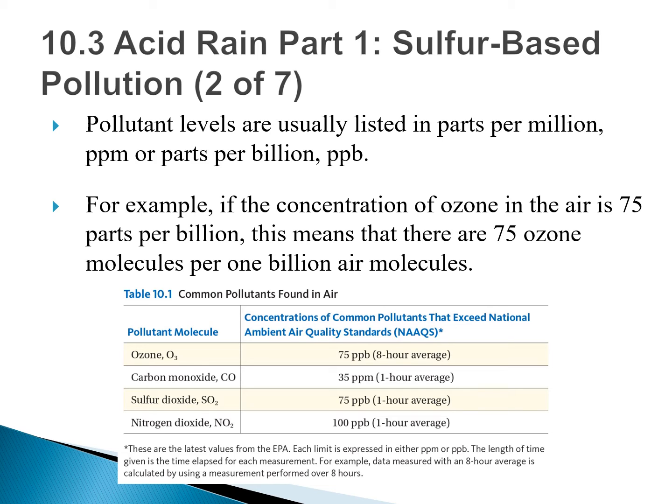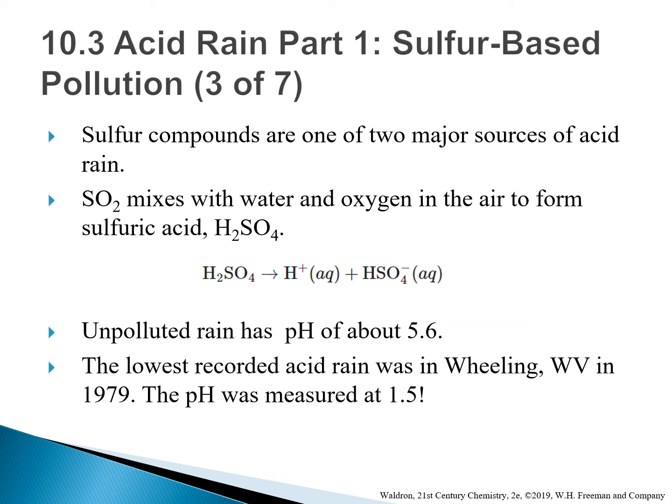These two gases are troublemakers. They are toxic pollutants that are present in the air, especially in urban areas. But neither of these two gases contributes to acid rain. Sulfur compounds are one of the two major sources of acid rain. When sulfur dioxide mixes with oxygen and water in the air, the product is sulfuric acid, H2SO4.